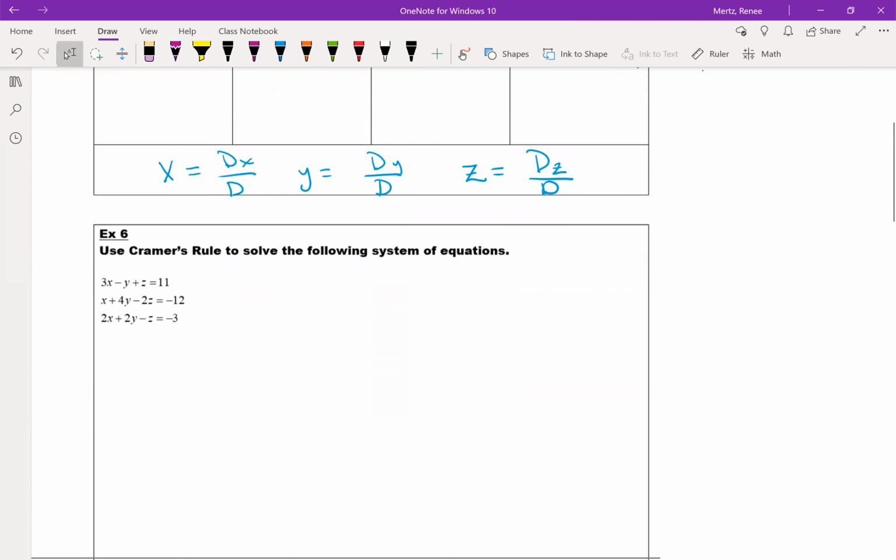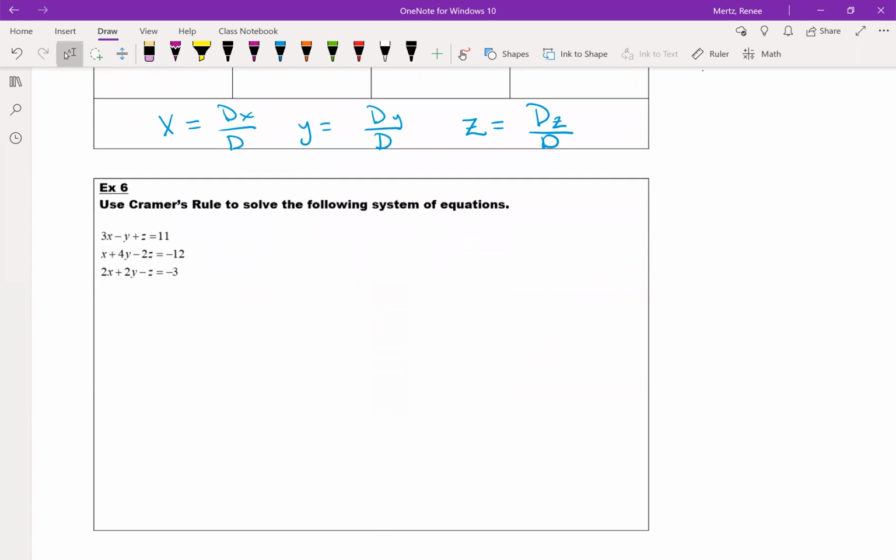So the first thing I'm going to do, unfortunately you have to do four 3 by 3 determinants to make this work. So D is going to be the coefficients of x, y, and z: 3, 1, 2, negative 1, 4, 2, 1, negative 2, negative 1. D of x, I'm going to set them all up and then I'll find the values of each. D of x is answers, then your y's, then your z's. So negative 1, 4, 2, 1, negative 2, negative 1.